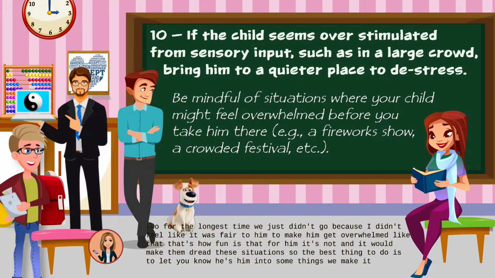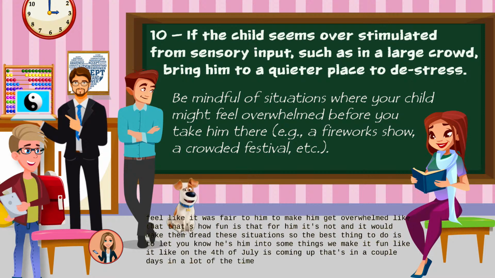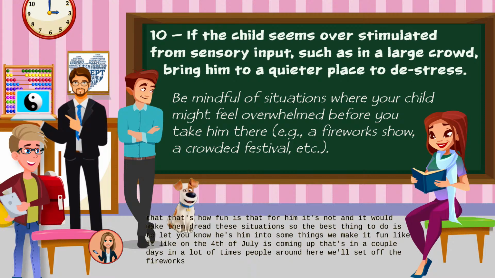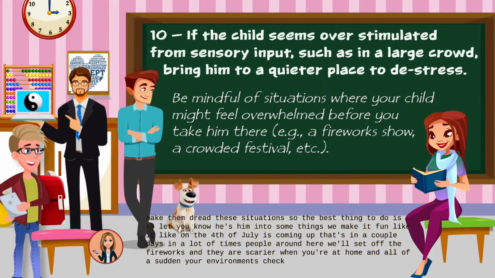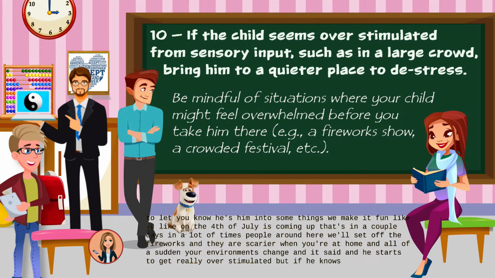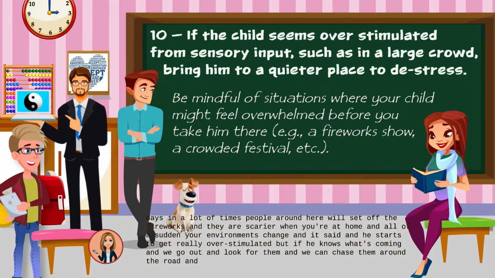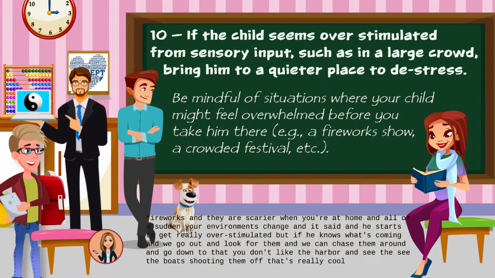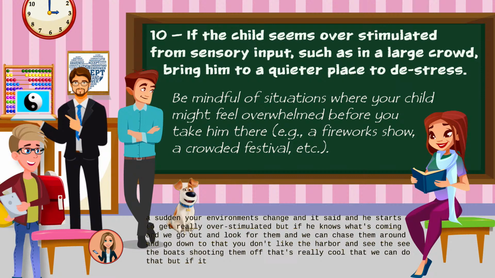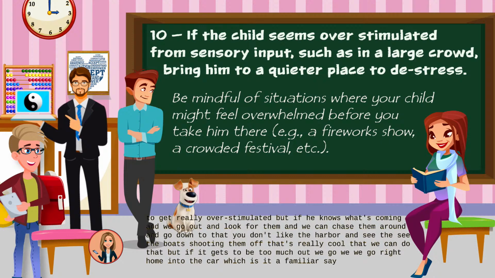We make it fun. Like the 4th of July is coming up. That's in a couple days. And a lot of the times people around here will set off the fireworks and they're scarier when you're at home and all of a sudden your environment's changing and he starts to get really overstimulated. But if he knows what's coming and we go out and look for them and we can chase them around, and go down to the harbor and see the boats shooting them off, that's really cool. We can do that. But if it gets to be too much, out we go. We go right into the car, which is a familiar, safe place, and we have his critters.